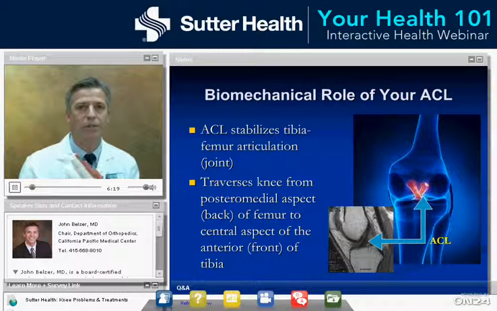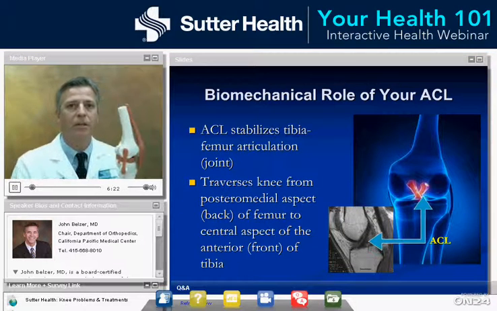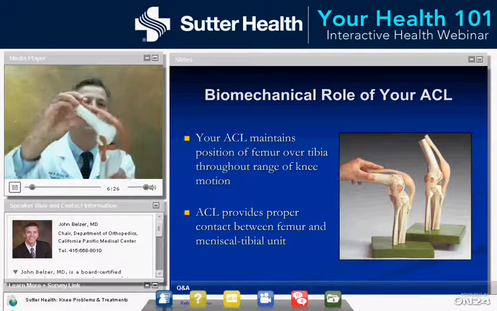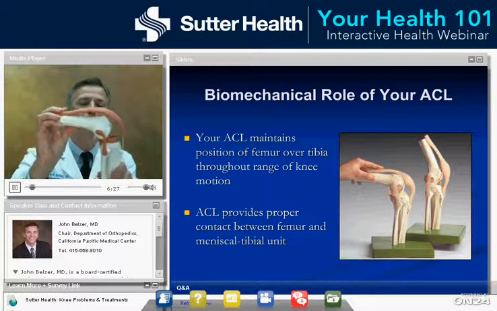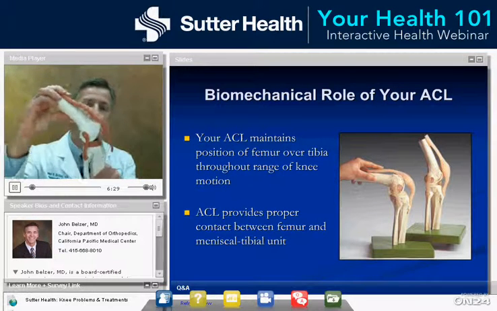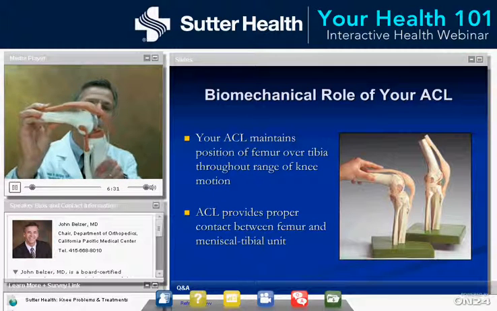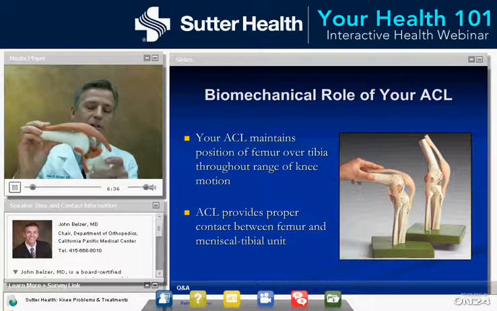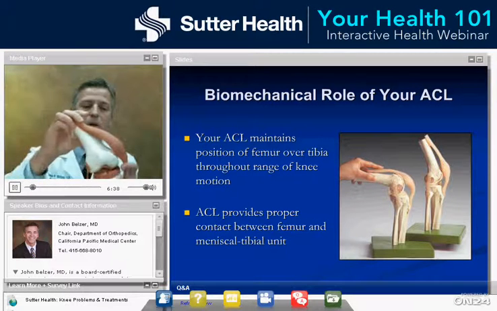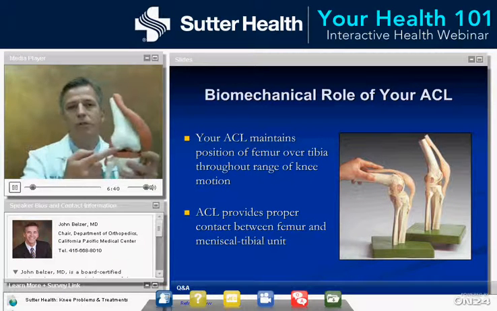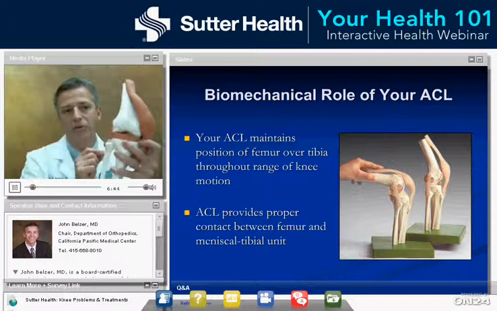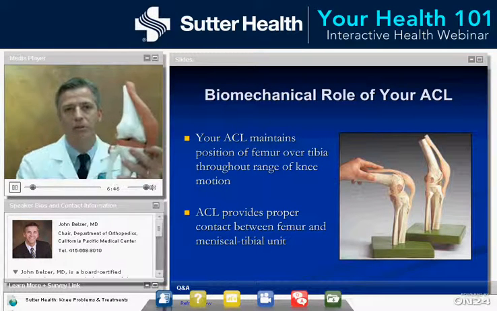So in this slide we show, again, what I was just demonstrating, that your ACL maintains the femur over the tibia throughout a range of motion, keeping the femur properly aligned over the top of the tibia throughout a range of motion. That is important not only so that you bear weight, but also so that there's congruity between the femur here and the meniscus, which is that wedge-shaped structure you see in this orangey rust color here.